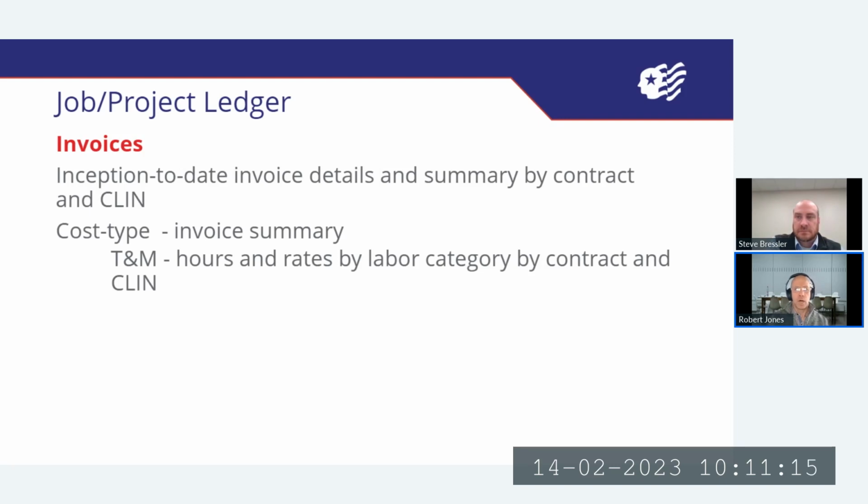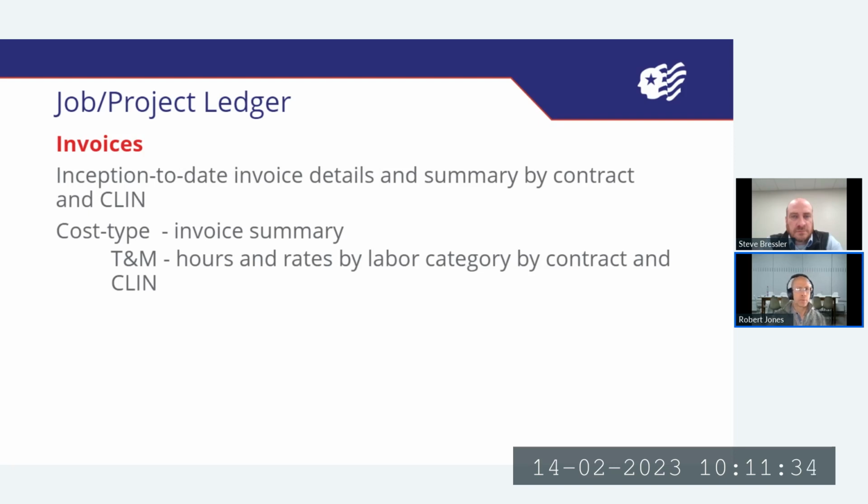We don't have to report that kind of stuff in the incurred cost proposal. But for the cost type contracts and the T&M contracts on Schedule I, we do need that invoicing information. And in particular, we need the inception to date invoice details with a summary by contract and CLIN.